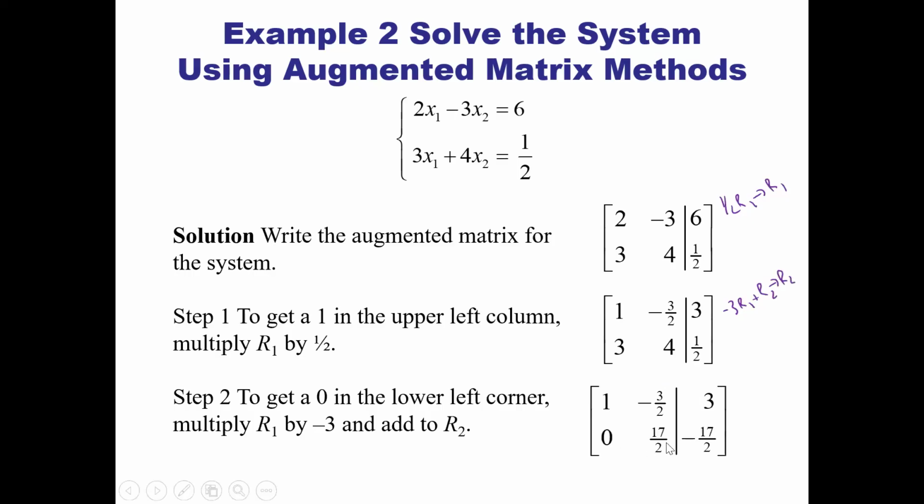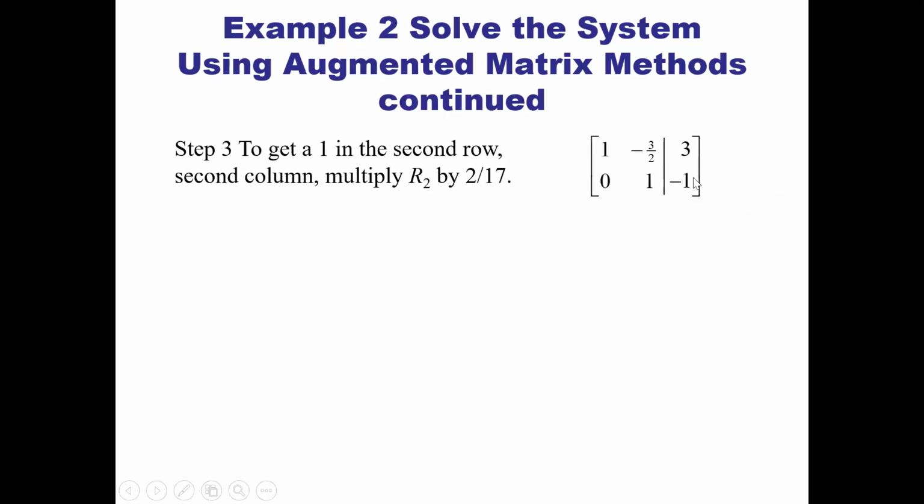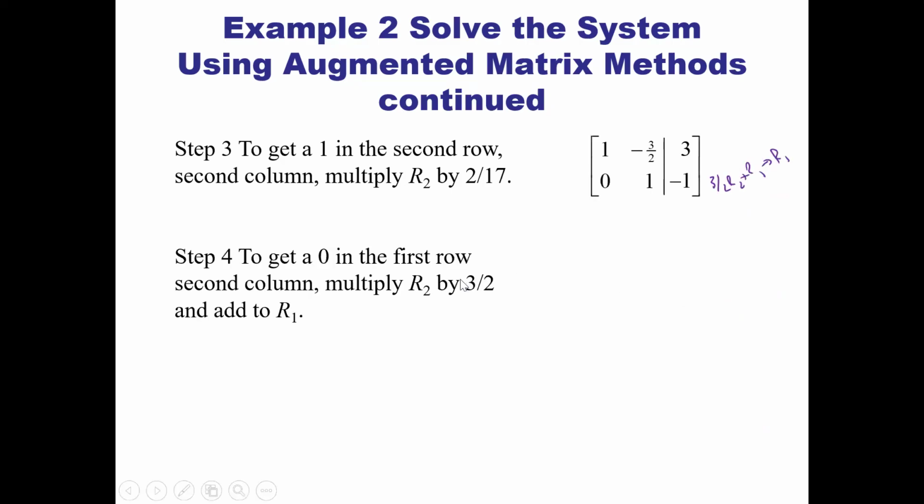and that gives us this. Now, we need this to be a 1, so let's take 2/17 row 2 and make that the new row 2. And if we do that, we have this. Now I need that to be a 0, so let's take 3/2 row 2 plus row 1, and that's going to be our new row 1. And when we do that, we end up with this as the final answer.